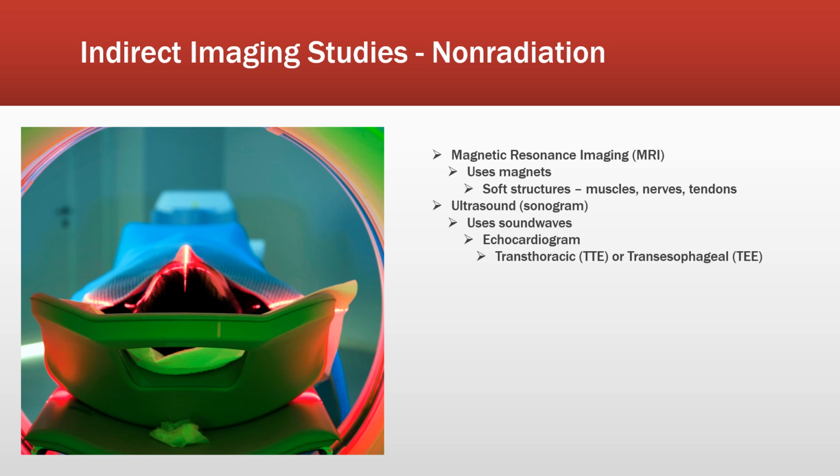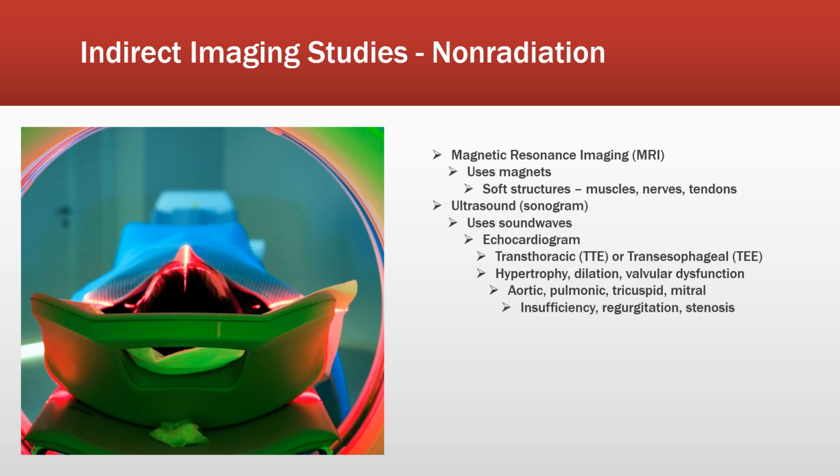Abnormal echo findings include hypertrophy, which is an enlargement of the heart ventricles, dilation, which is abnormal stretching and thinning of the myocardium or heart muscle, and valvular dysfunction of one of the four heart valves that include the aortic, pulmonic, tricuspid, and mitral valves. Insufficiency or regurgitation of the valves is a common abnormal finding with leakage of blood when the valve is closed. There may also be stenosis or hardening of the valves noted that can cause leakage.